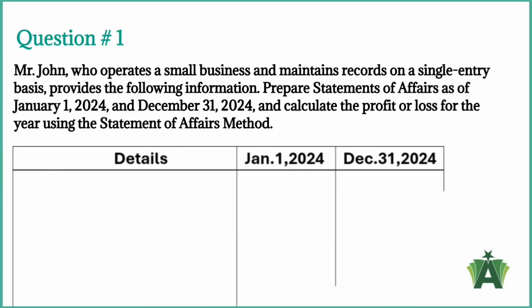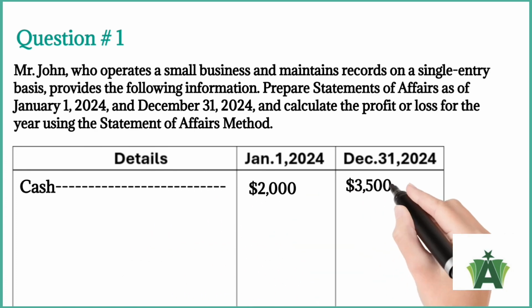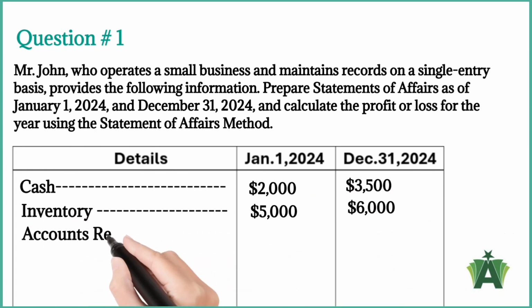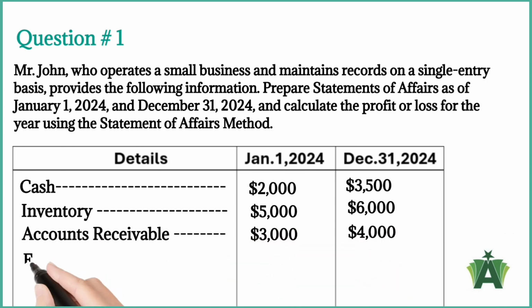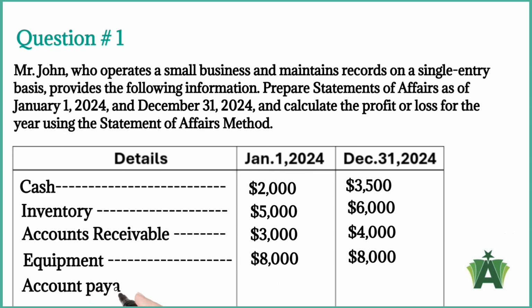Mr. John, who operates a small business and maintains records on a single entry basis, provides the following information. Prepare statements of affairs as of January 1, 2024, and December 31, 2024, and calculate the profit or loss for the year using the statement of affairs method.